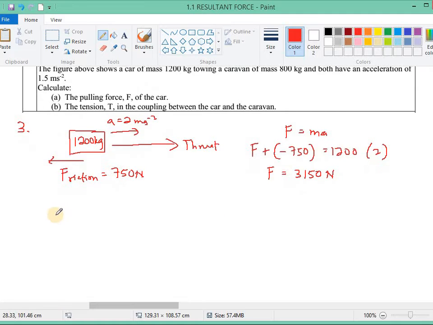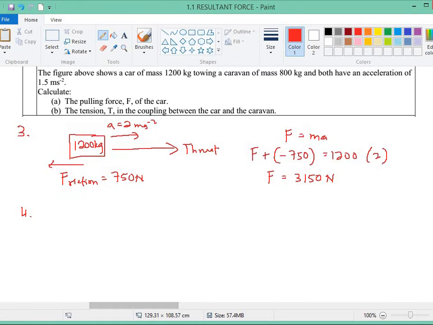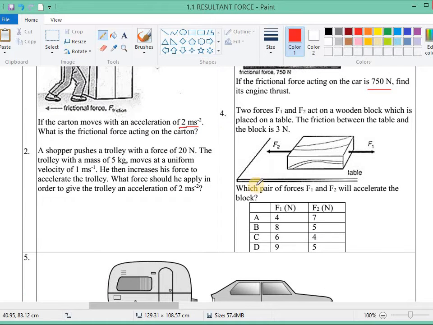Next is number 4. It says two forces, F1 and F2, act on a wooden block which is placed on a table. The friction between the table and the block is 3 newton. Which pair of forces, F1 and F2, will accelerate the block? If we want the block to be accelerated, that means the net force cannot be 0.